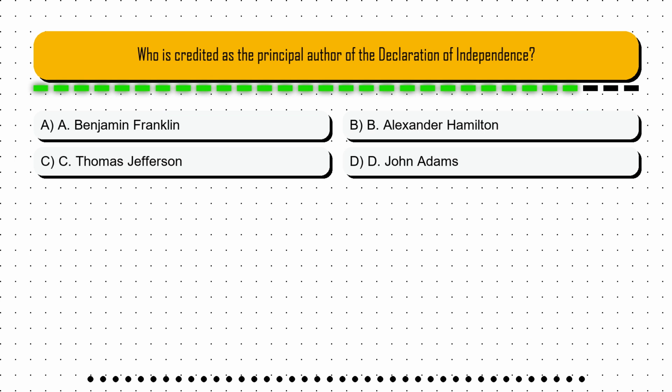Question 22. Who is credited as the principal author of the Declaration of Independence? Option A. Benjamin Franklin. Option B. Alexander Hamilton. Option C. Thomas Jefferson. Option D. John Adams.